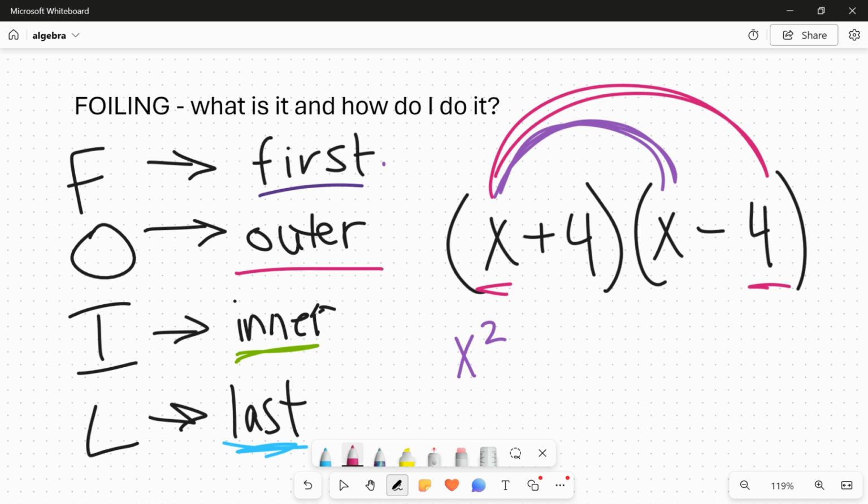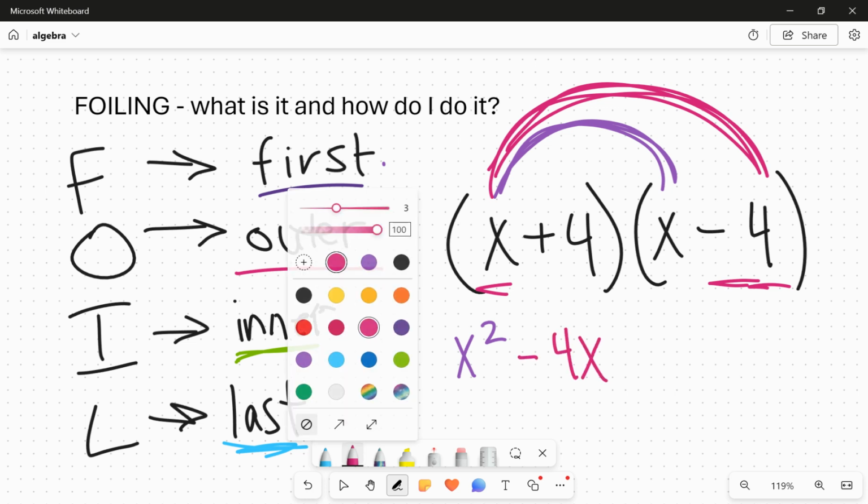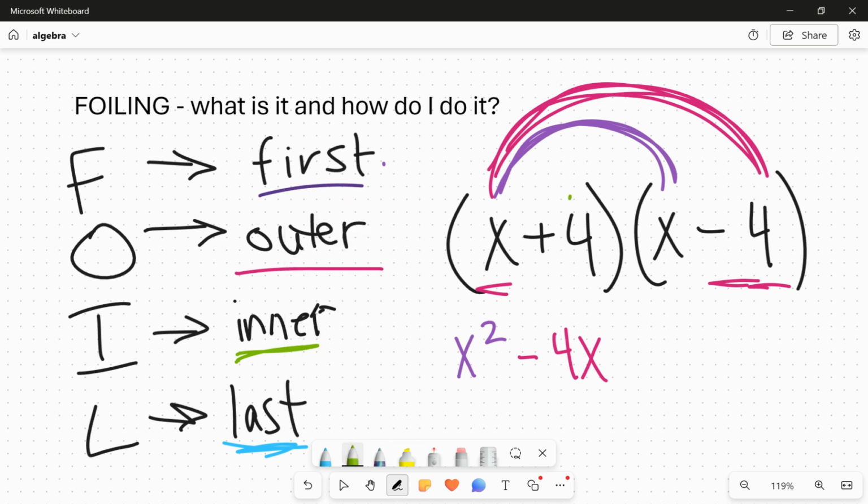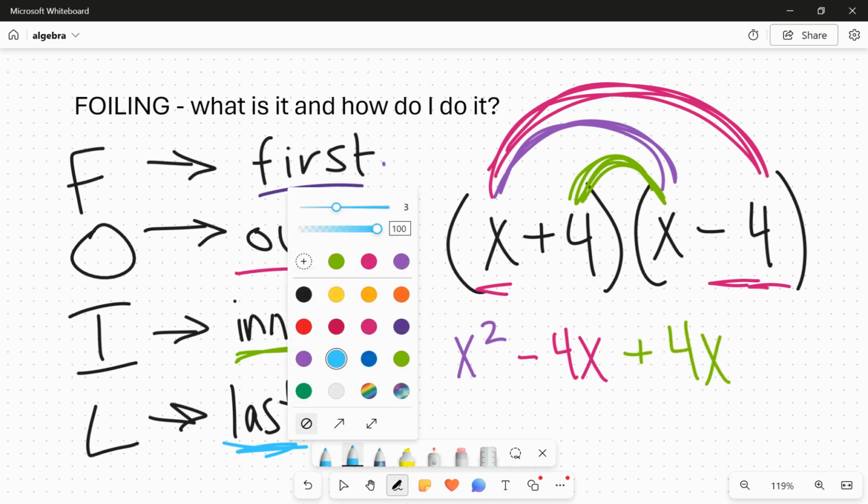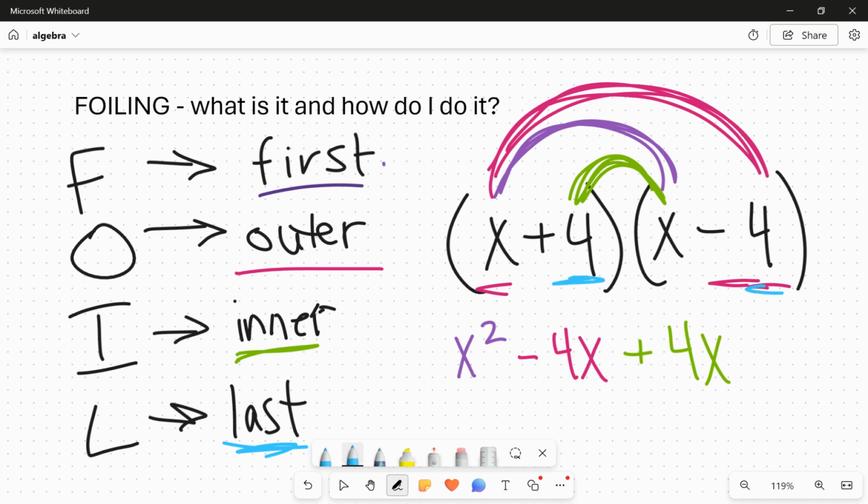So something important to keep in mind when we're talking about this stuff is that we have to also pay attention to our signs because that can change our answer greatly, right? So this is not just a 4, it's a -4. So I'm going to get -4x. And now I'm going to move to my inner. So my innermost being the +4 and x. And then we're going to move to the last. So the last two terms. So 4 and -4. So -16.